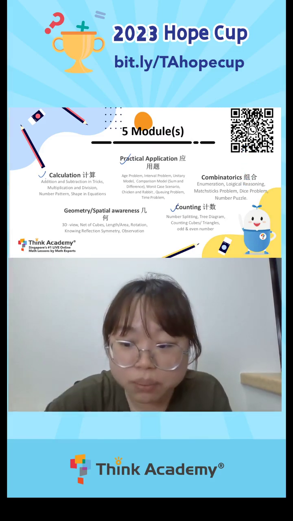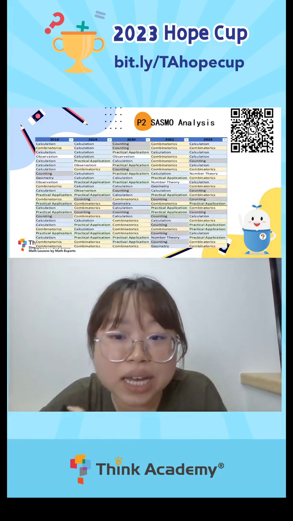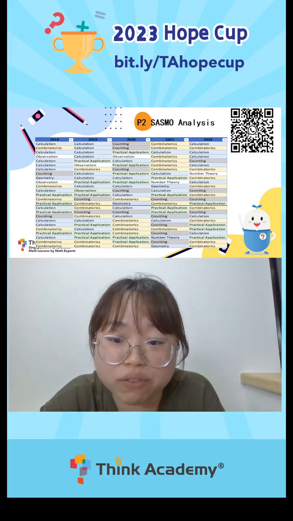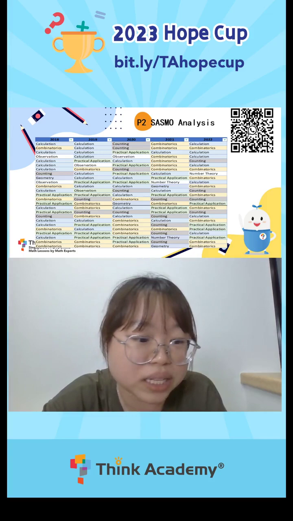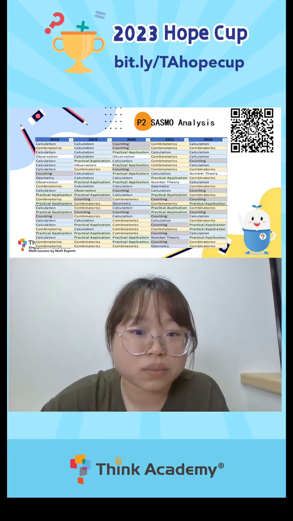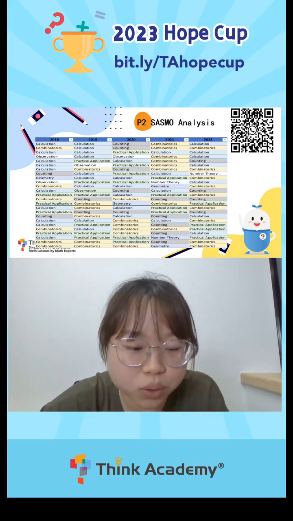Okay, we finished about what are those modules. Let's see. This is the analysis I do for P2 SASMO. Isn't it 5 modules? I label them with different colors. You can check and see. You can take a screenshot or anything, or you take a picture. This is the analysis I do for P2 SASMO. There are also these 5 modules.